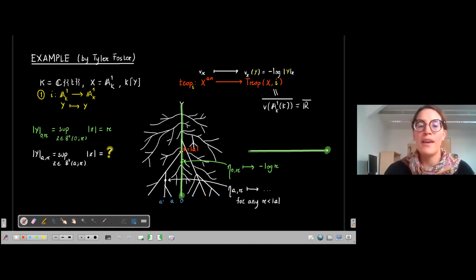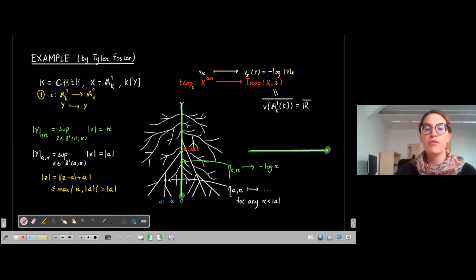So indeed, we get the absolute value of A, because we can think of the absolute value of Z as the absolute value of Z minus A plus A. Then we use the strong triangle inequality. And now since we fix R to be strictly smaller than A, the maximum is norm of A. So it means that now we need to take minus log. So here we get minus log of norm of A.